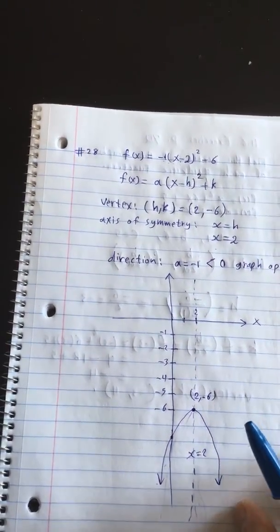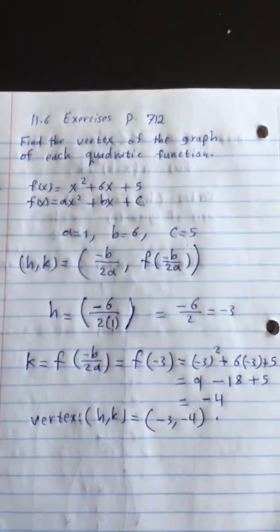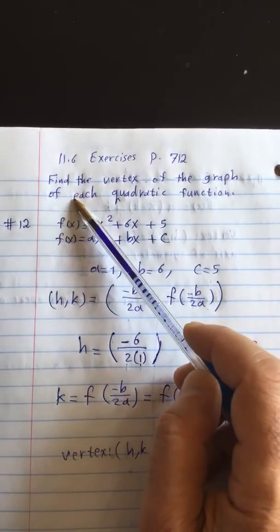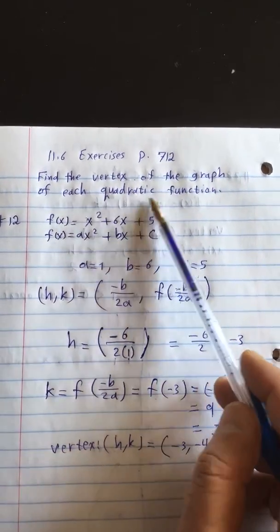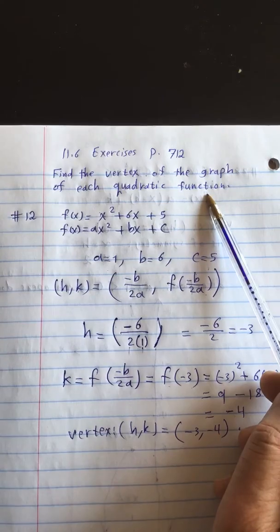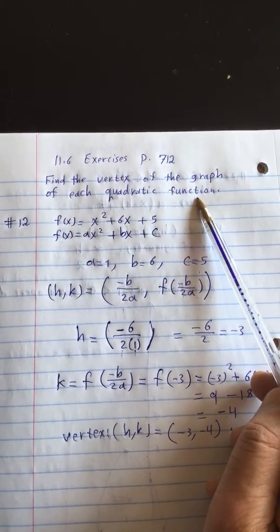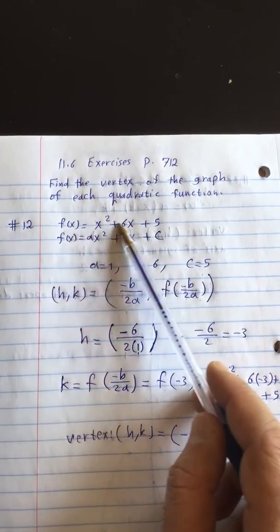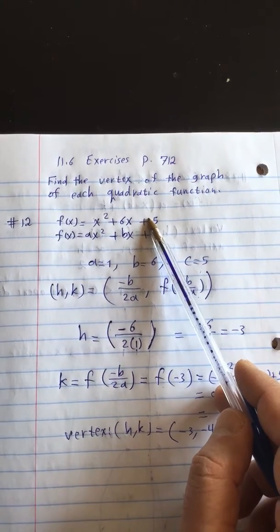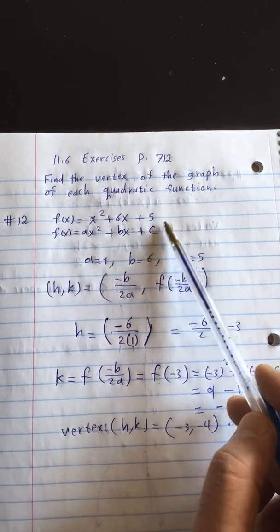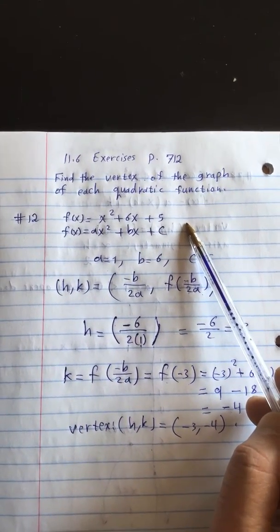Now, from section 11.6 exercises on page 712, find the vertex of the graph of each quadratic function. Also, this section is related to finding the vertex of a parabola. So now, if the function is written in this form, we don't need to complete the square to convert it to f of x equals a times (x minus h) squared plus k. No, we just use another formula.